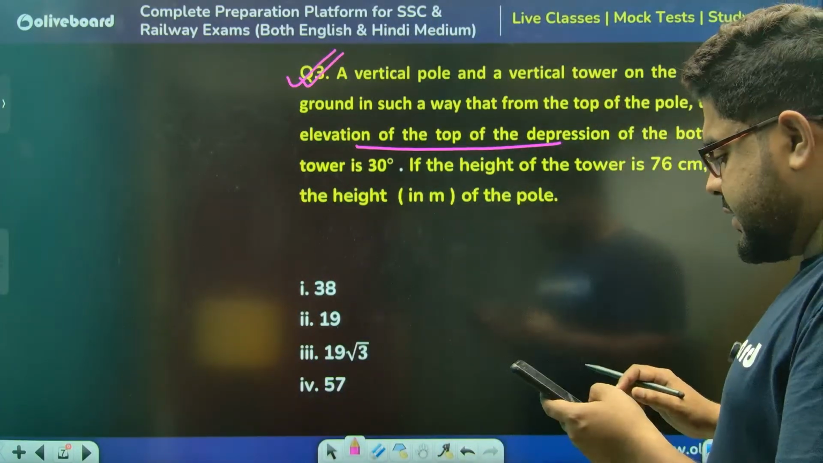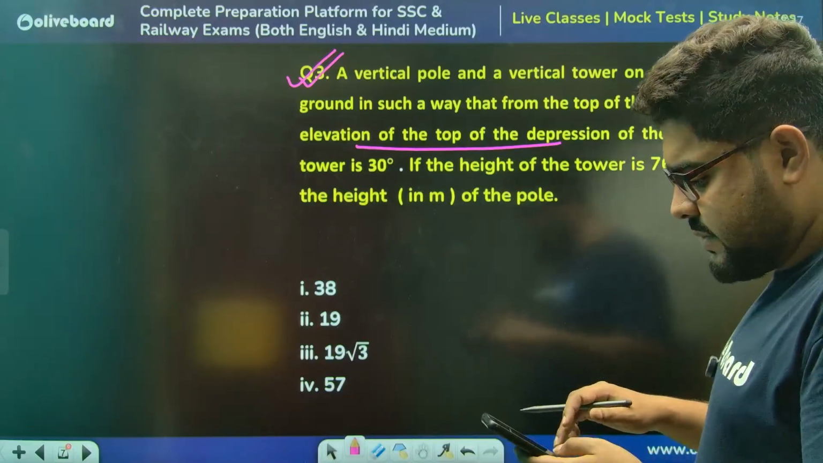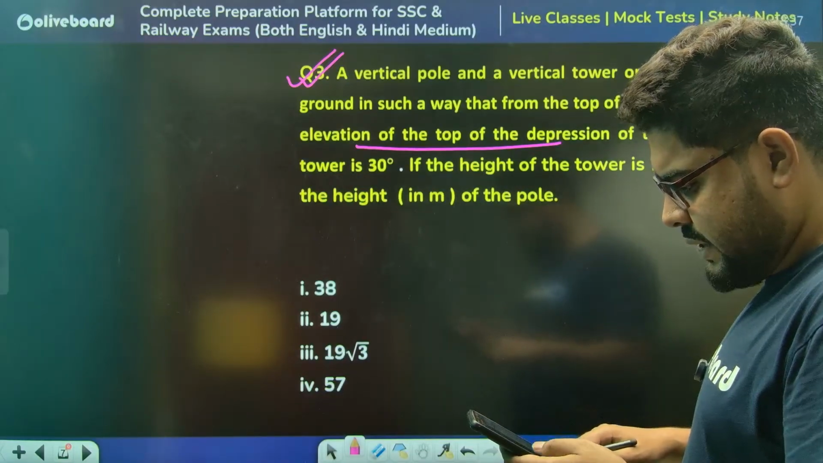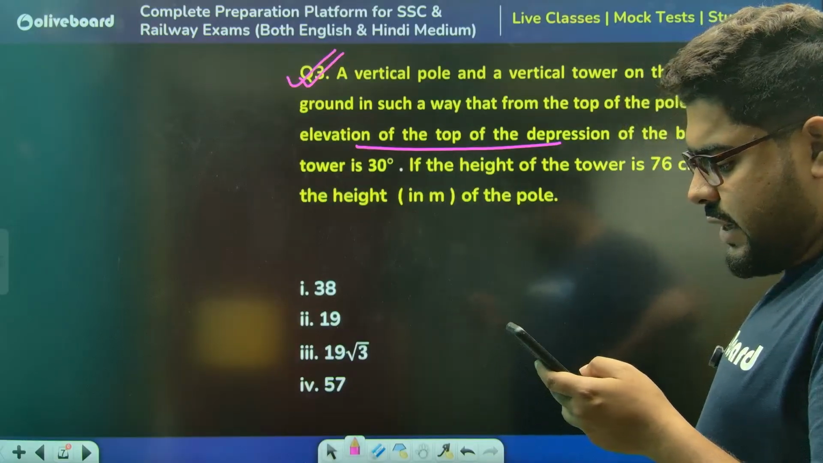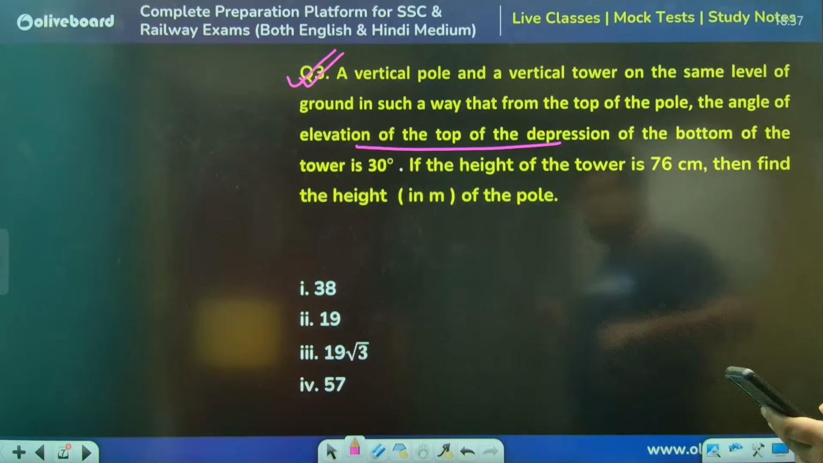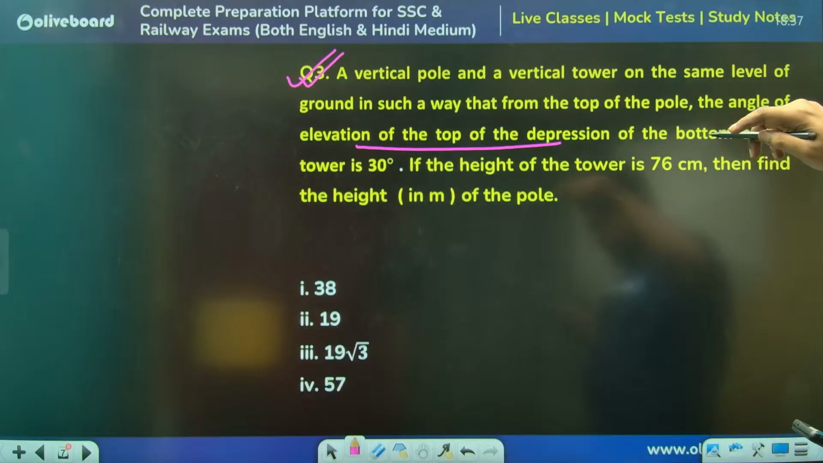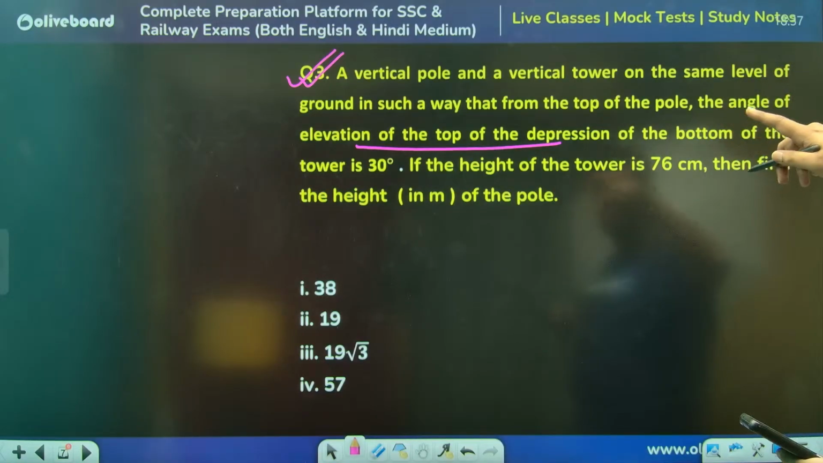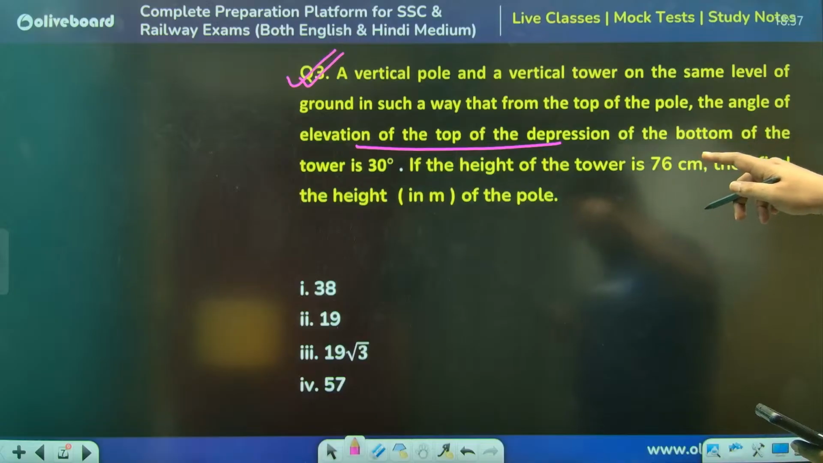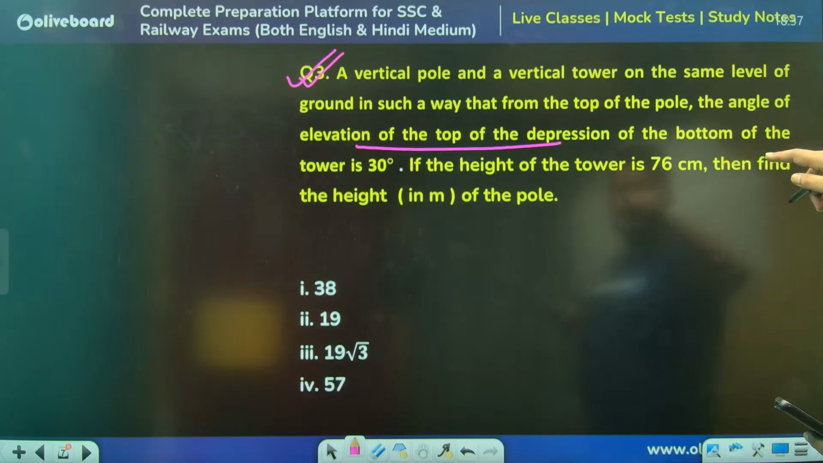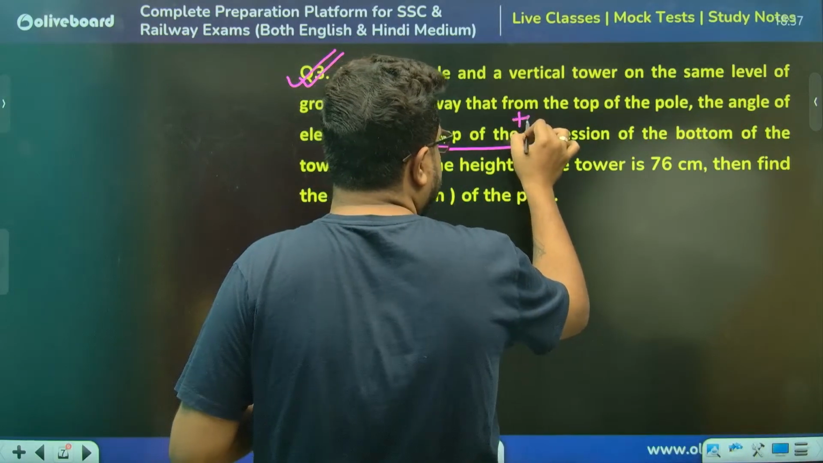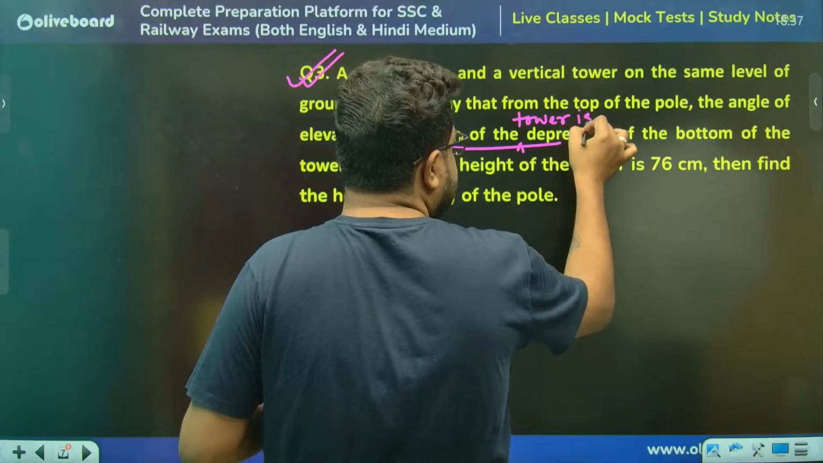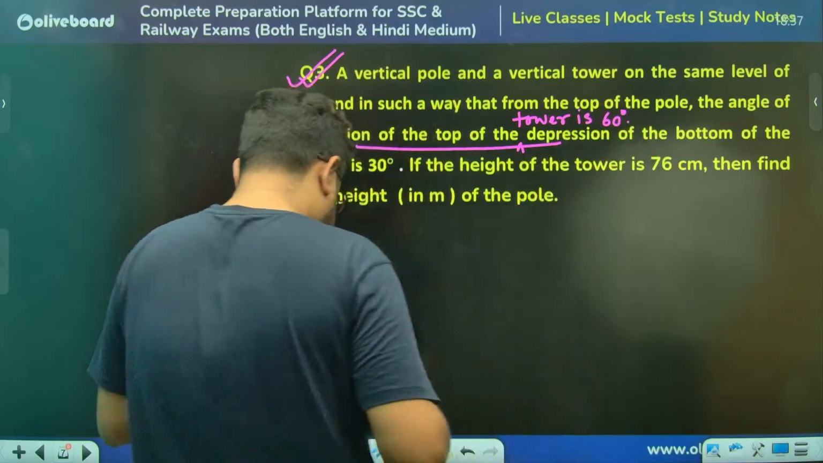I have the picture. This is question number 3, na? Just a second. A vertical pole and a vertical tower are on the same level of ground in such a way that from the top of the pole, the angle of elevation of the top of the tower is 60 degree.